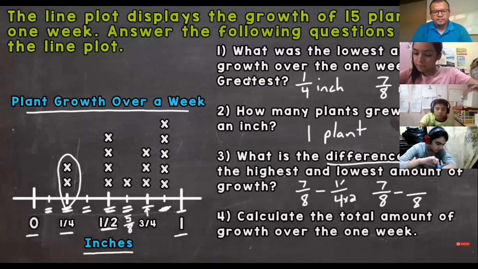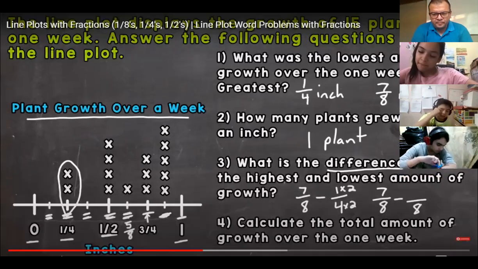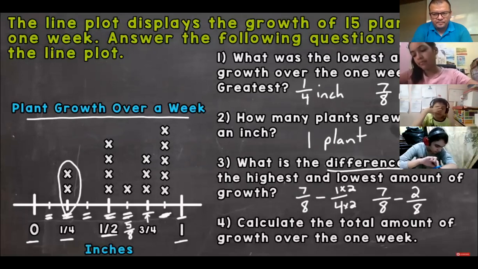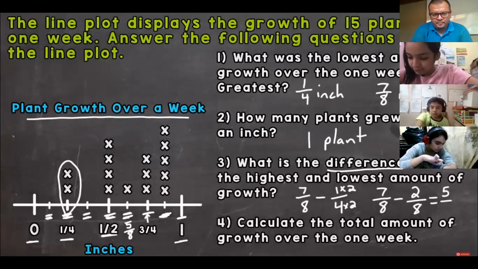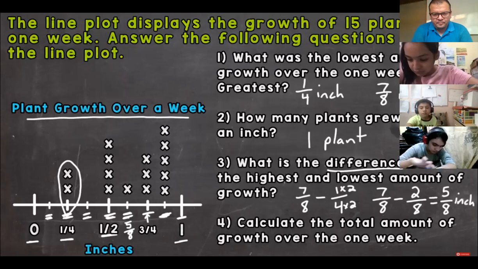So I need to do the same thing to the top. 1 times 2 is 2. So 7/8 minus 2/8. That 2/8 is equivalent to 1/4. So we did not change the value of the problem. 7 minus 2 is 5. And we keep our denominator the same, 8. So 5/8 of an inch is the difference between the greatest amount of growth and the lowest amount of growth.